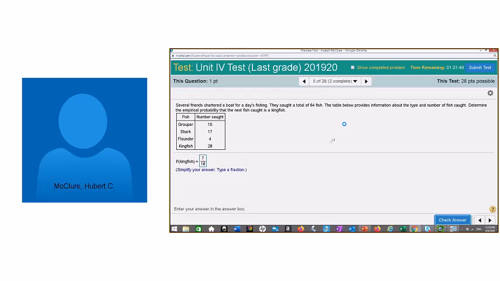I don't know why the computer's running so slow. Next. Shouldn't be running that slow.